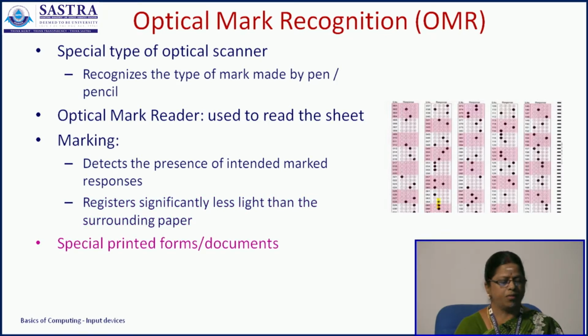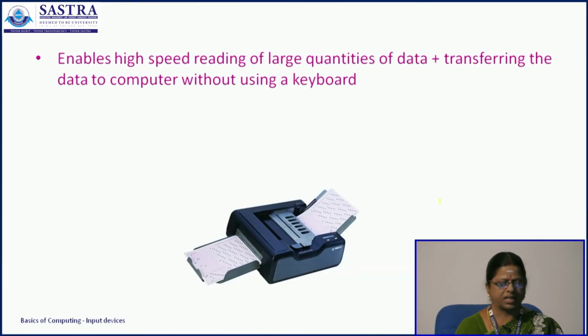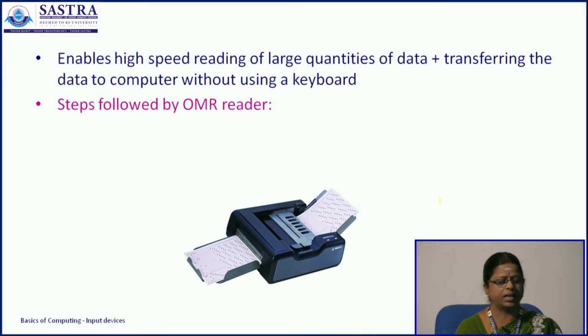These types of sheets should be special printed forms or documents which are printed with boxes, and it can be marked with a dark pencil or ink. This is the OMR scanner. It enables high-speed reading of large quantities of data and transferring them to the computer without using a keyboard.